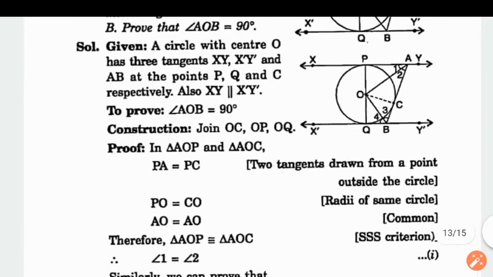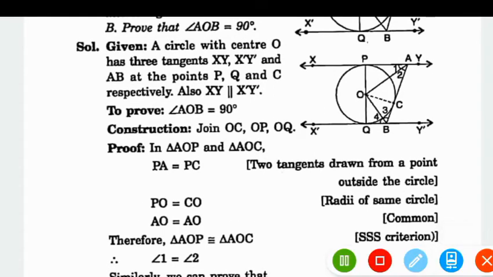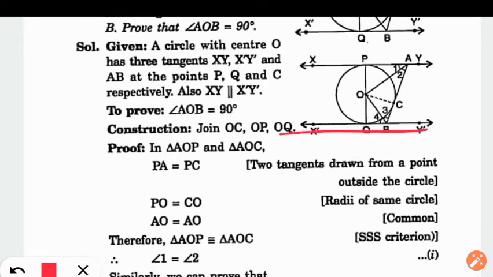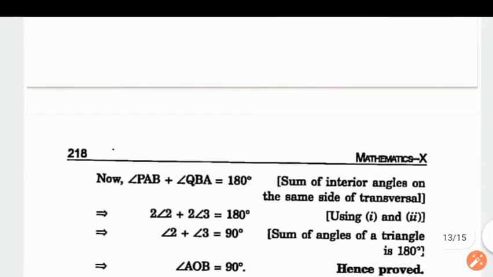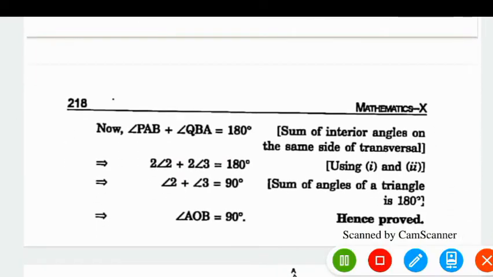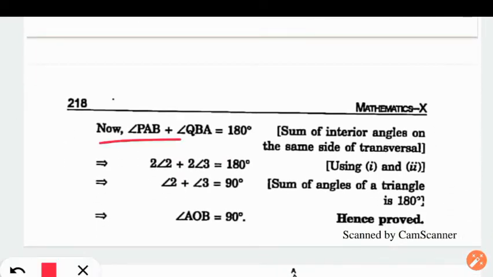Now see, what can we write? These two are parallel tangents and AB is a transversal, right? So we know that the sum of interior angles on the same side of the transversal is 180 degrees. This is the property. So we can write that angle APB plus angle QBA is equal to 180 degrees. Why? Sum of interior angles on the same side of the transversal.